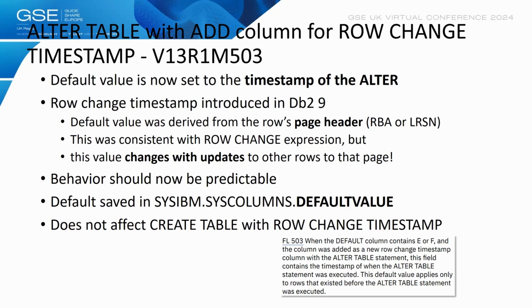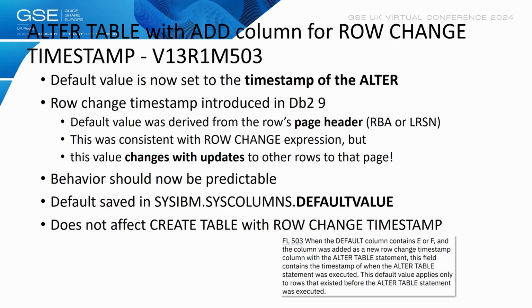So, to support that, IBM introduced this row change timestamp, which is the timestamp of the latest update of the row. So you could select this value, and then at the time when you do the update, you can check whether this value has changed or not. And it works all good. The only problem here was that when you did this alter to add this new column, Db2 used as the default value the row's page header value, which contains the LRSN.